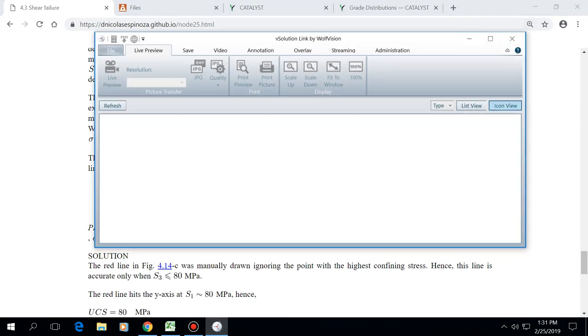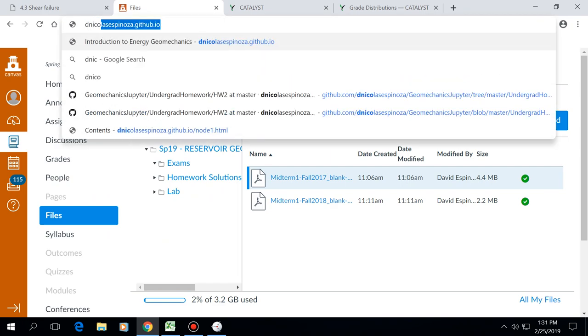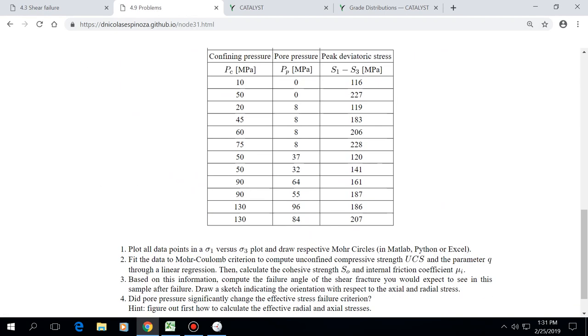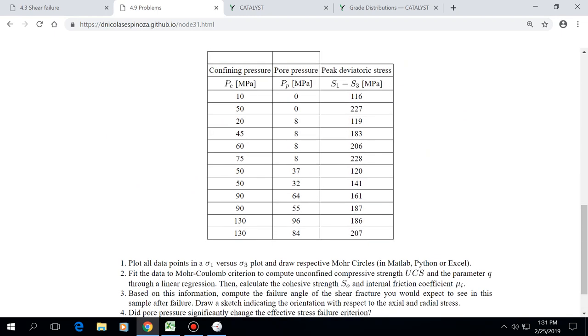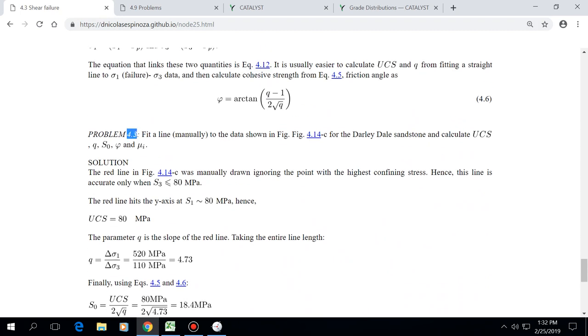Let's see, this now is not working. Okay, problem number 3. Let me open it actually in another tab. Problem number 3. You have data related to a triaxial test in which you have confining pressure, that's the pressure that goes outside the membrane of the rock, pore pressure that is inside, and peak deviatoric stress at failure. You have to use all this table in order to compute sigma 1 and sigma 3, then plot sigma 1 as a function of sigma 3, and you will be able to compute what is the shear strength of the rock. And this problem number 3 is very similar to a solved problem in the notes that also goes by 4-3. So let's see what this problem is about.